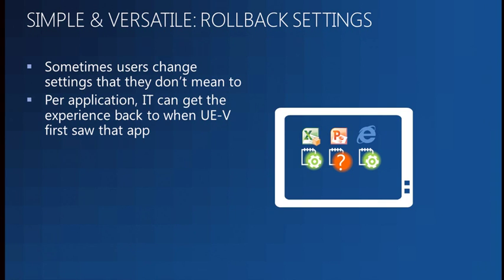So what UEV does is it allows us to say, you know what? If one application has a problem because you've changed a setting inadvertently, we can roll that back to its known state from when UEV first saw it. So we can roll it back to that initial state and get that application back up and running for you. It's also good if, let's say, you make a change to an application where you point the SQL database for this application to another server accidentally, and now the app no longer works. The user doesn't know what happened. We can roll that back to a good state so the application would launch properly.